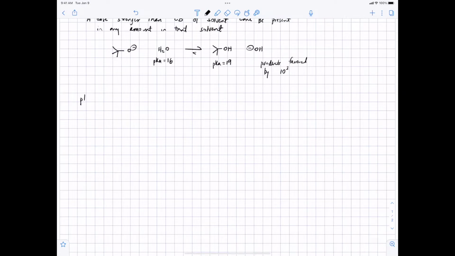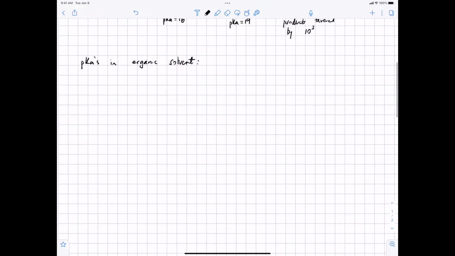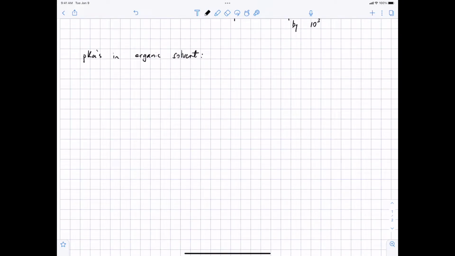So if we think about pKa's in organic solvents, let's give some examples of organic solvents. You've got the totally nonpolar ones like hexanes. Then you have slightly more polar ones, for example, ethanol or methanol. Methanol is a protic solvent. So which one of these two is better at stabilizing charges?